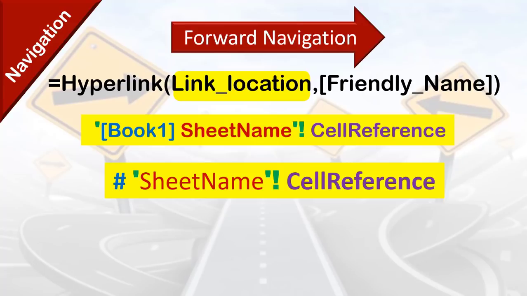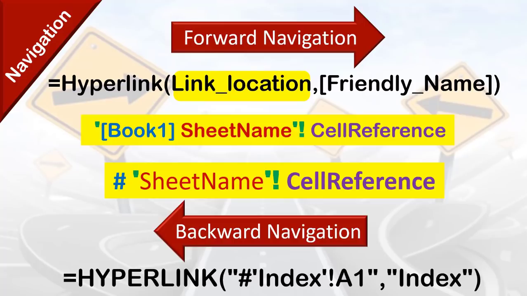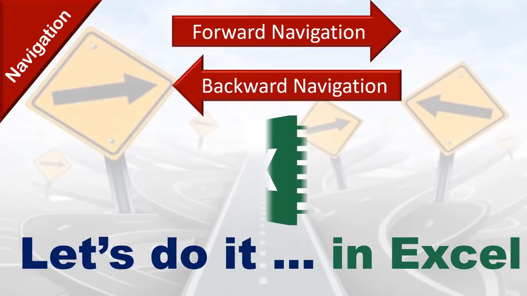To create a backward navigation that jumps from any sheet back to cell A1 in the index of sheets, I use another hyperlink function. Now, let's do it in Excel.